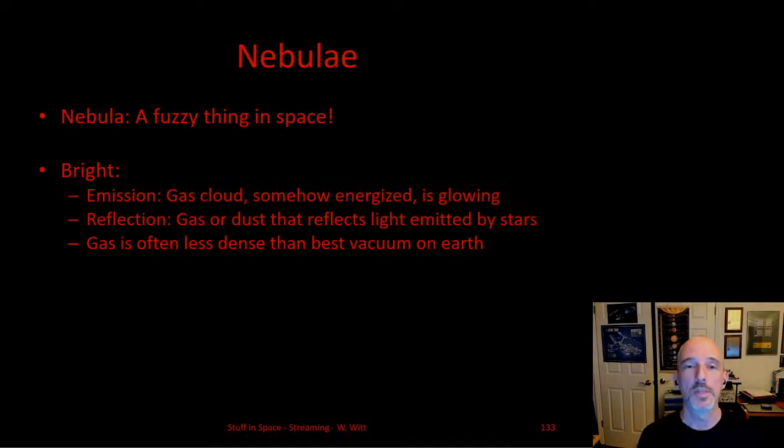And we can describe things called emission nebulae. An emission nebula is a gas cloud that's somehow energized and it's glowing, right? So it's actually emitting light. There can also be reflection nebulae. That can be, again, a gas cloud or dust that's reflecting light. So there could be a star here, here's this cloud, and light bounces off, and then we see that reflected light.